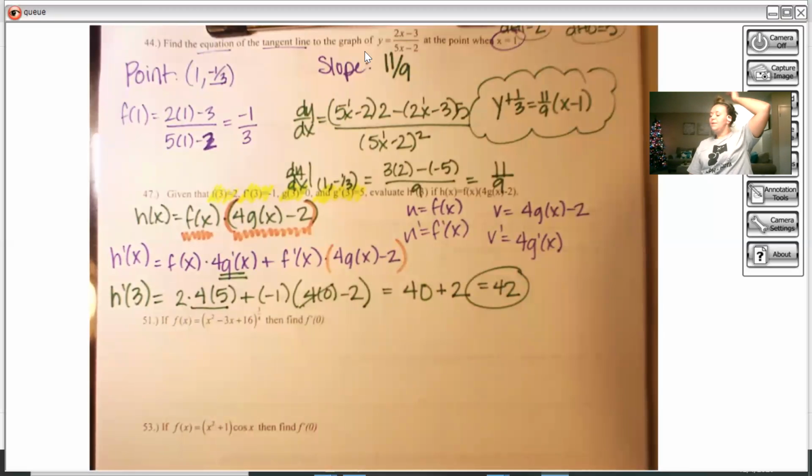All right, so peek ahead. What rules do you need for 51, 53, and 56? Okay, your choices are product, quotient, or chain rule. So I'll give you a sec to think about it. Chain rule is a function inside a function. Product rule is when functions are multiplied together. Quotient rule is when they're divided.